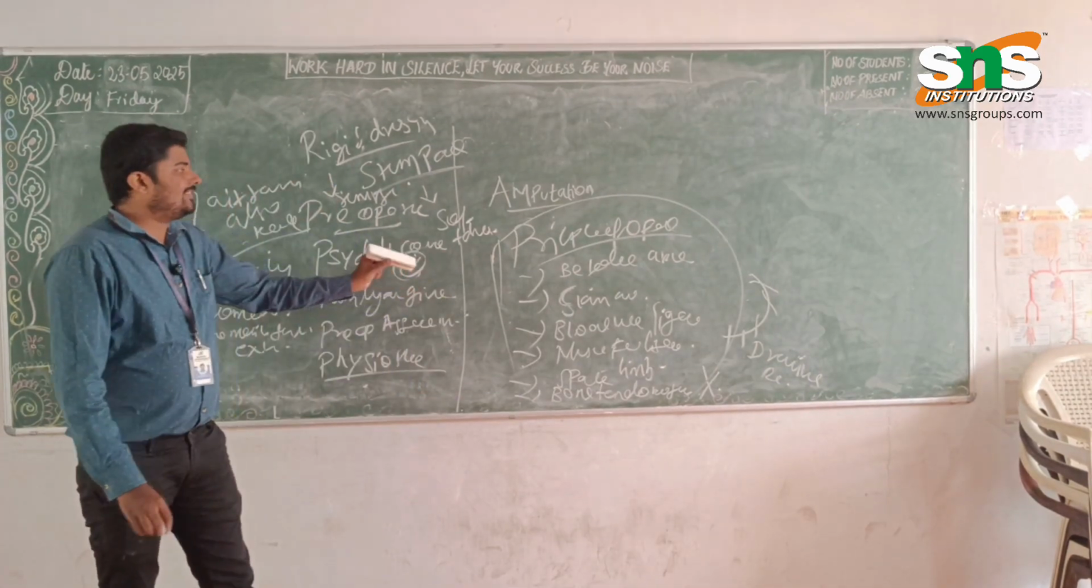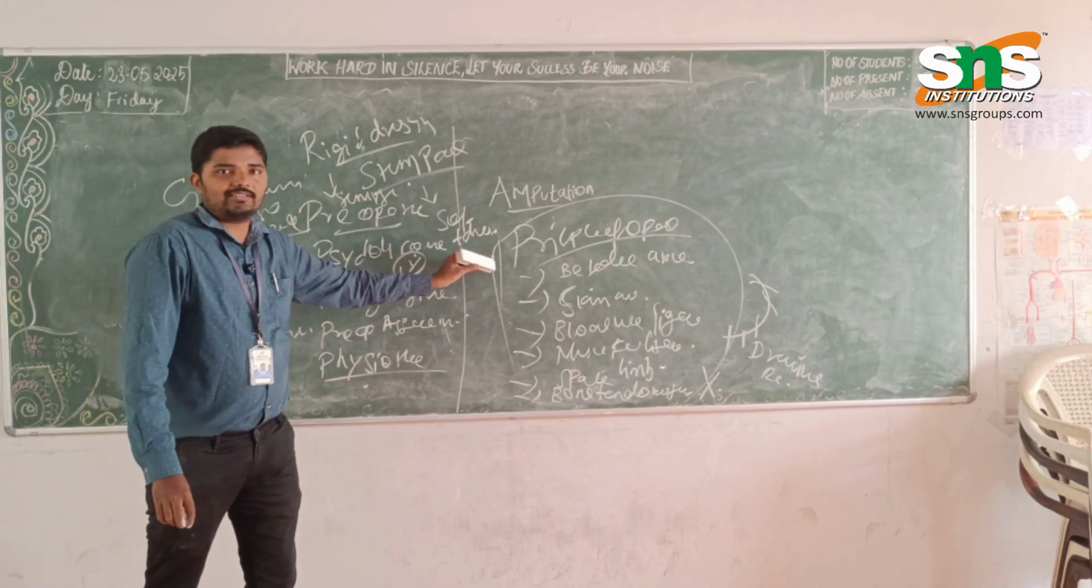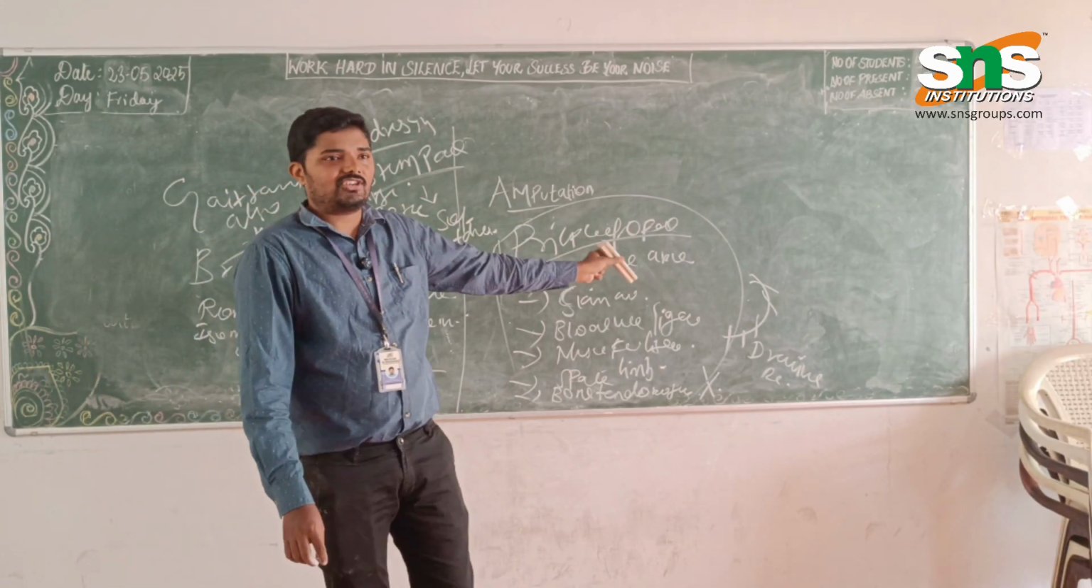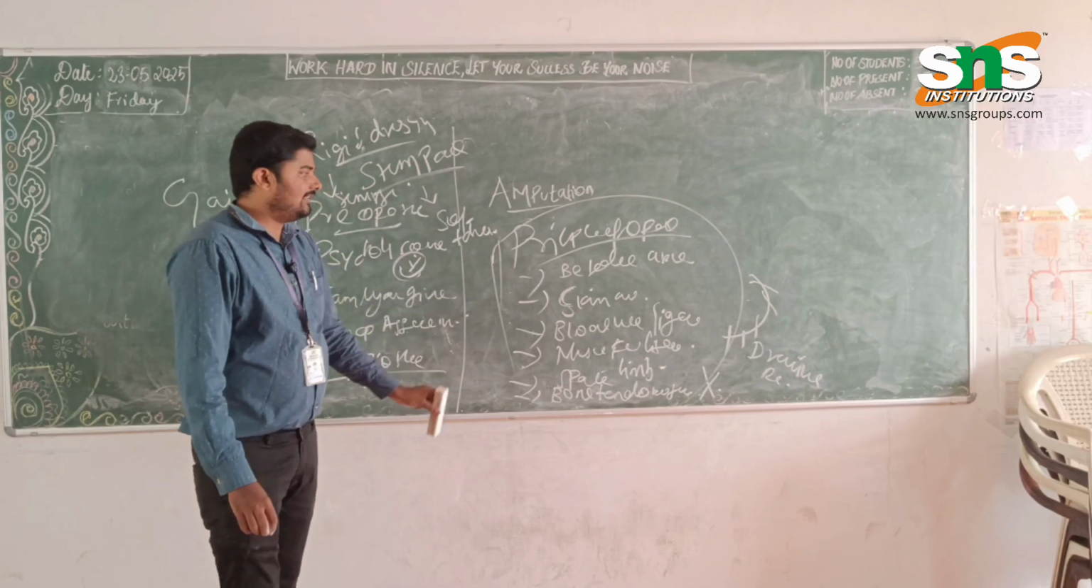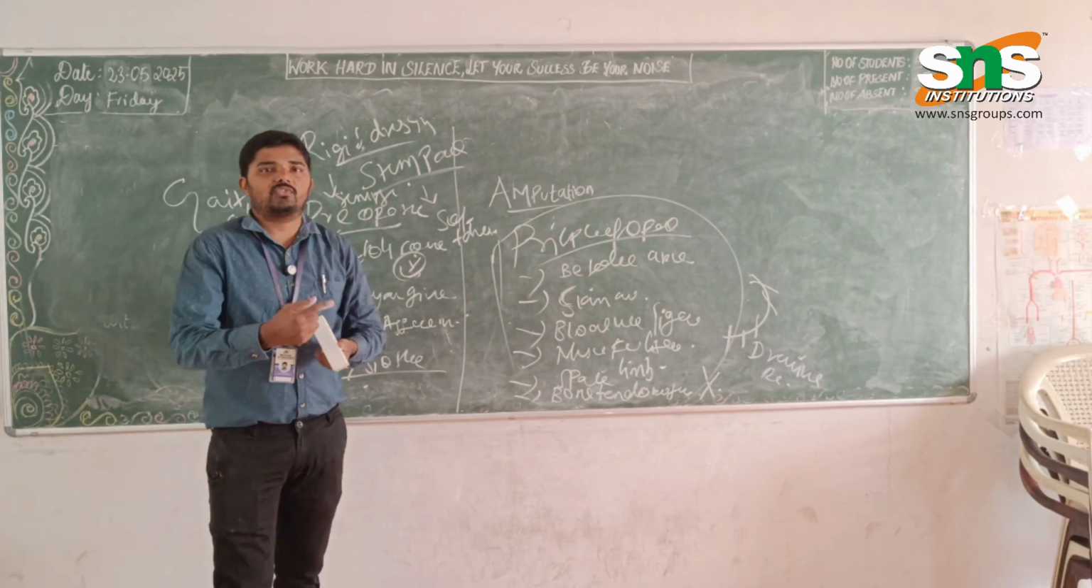There are three types of dressing: rigid, semi-rigid, and soft dressings. These are commonly used for the amputation patient. Next class we will see about the postoperative rehabilitation of the amputation patient.